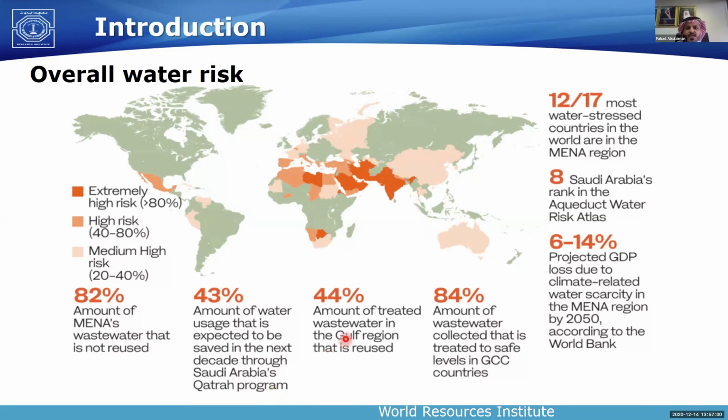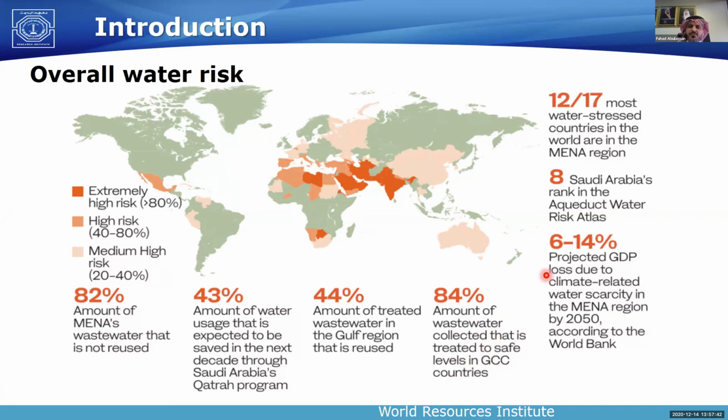On the other side, around 44% of treated wastewater in the Gulf region is reused, for different purposes. And for the wastewater, we are treating most of it in the Gulf region. Most of the wastewater, around 82%, is treated to a safe level in the GCC countries. So it could be reused or just dropped in the sea or in the desert without reuse, but still at a safe level.